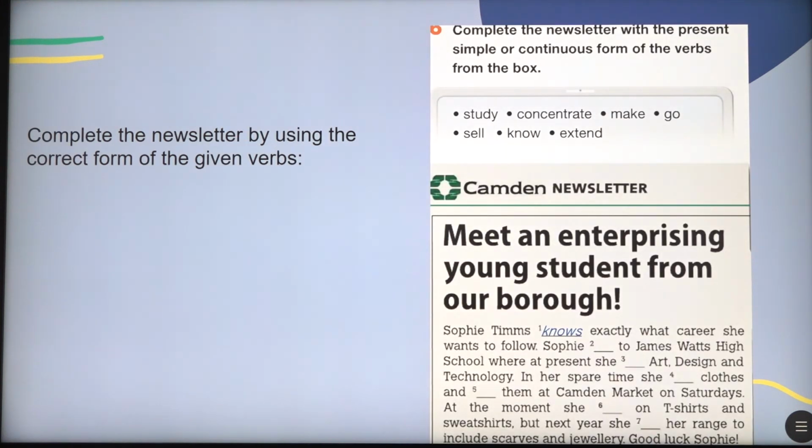Complete the newsletter by using the correct form of the given verbs.